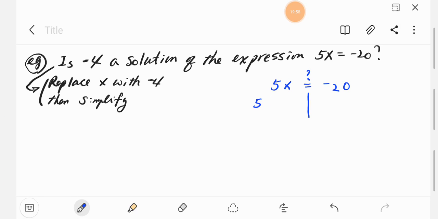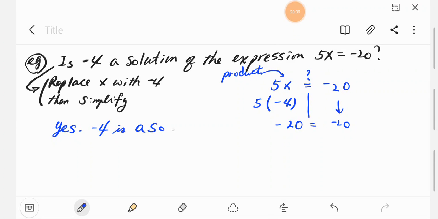So 5x means 5 times x. This is a product. Remember, product means multiplication. All right, so 5 times negative 4. So replace x with negative 4. Then the result is, this is the product of two different signs, right? Different signs. So the result is negative 20. Then this should be equal to negative 20, right? So yes, negative 4 satisfies the equation. So the answer is yes. Negative 4 is a solution.